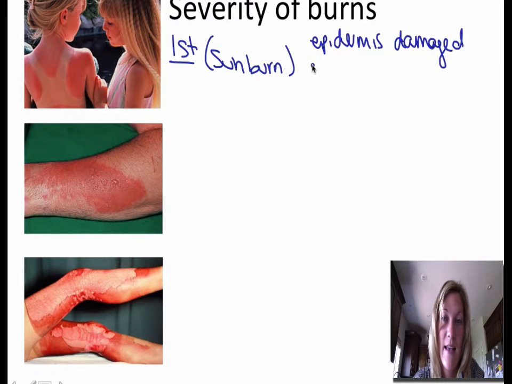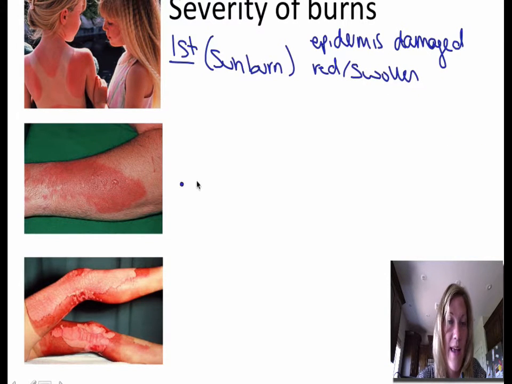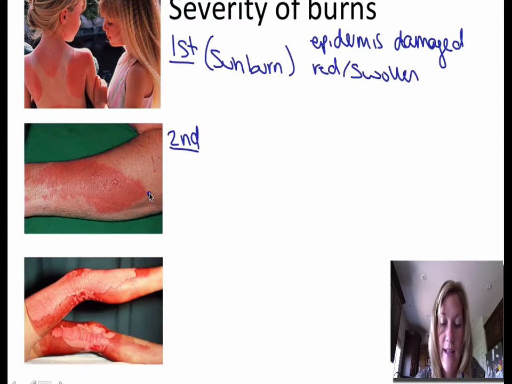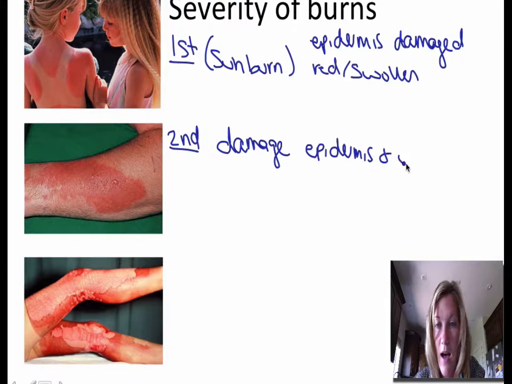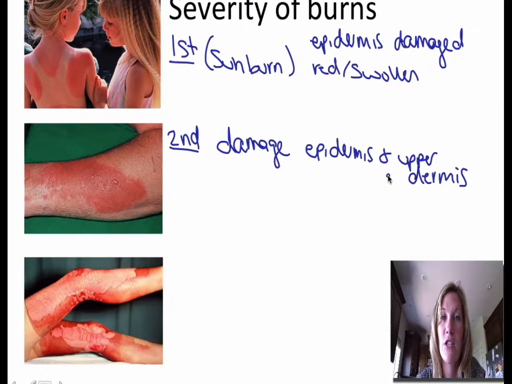And then the skin is going to be red and sometimes swollen. Okay, a second-degree burn is pictured right here, and you see some blistering that's appearing. A second-degree burn is going to damage the epidermis and the upper dermis. So the upper dermis is which layer? What's it called? Hopefully you're saying the papillary layer. So we have our second-degree burns, and this is going to be characterized when the skin blisters.